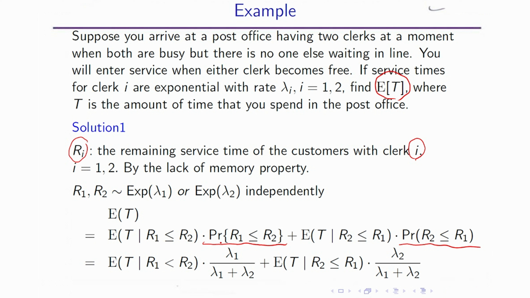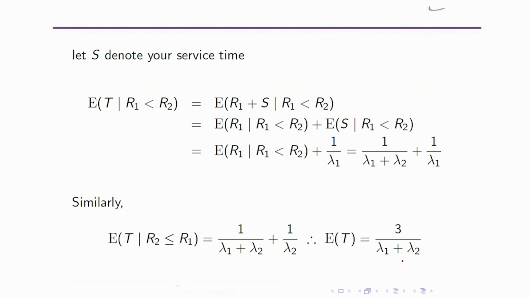So this probability R1 less than or equal to R2, based on the property we just learned in previous slides, we know this is lambda 1 over lambda 1 plus lambda 2. And similarly, this probability is equal to lambda 2 over lambda 1 plus lambda 2. Now we look at this expectation of T given that R1 less than R2.